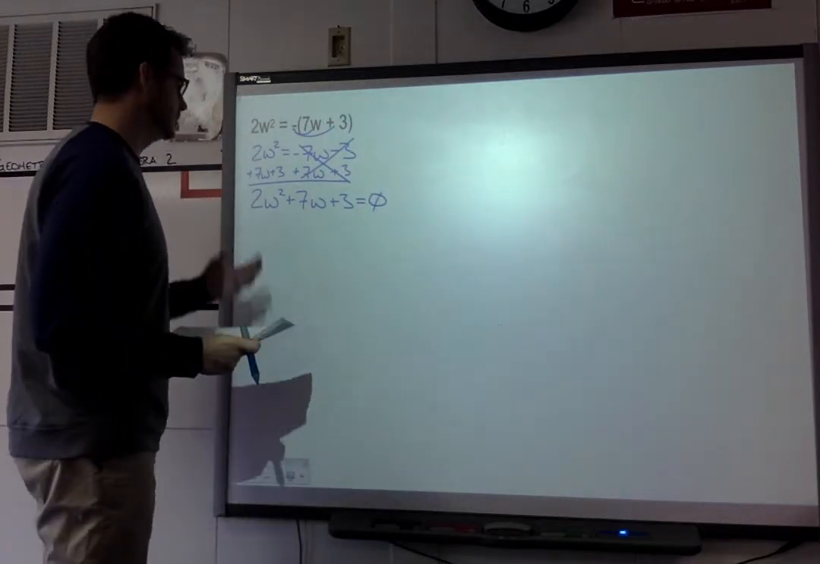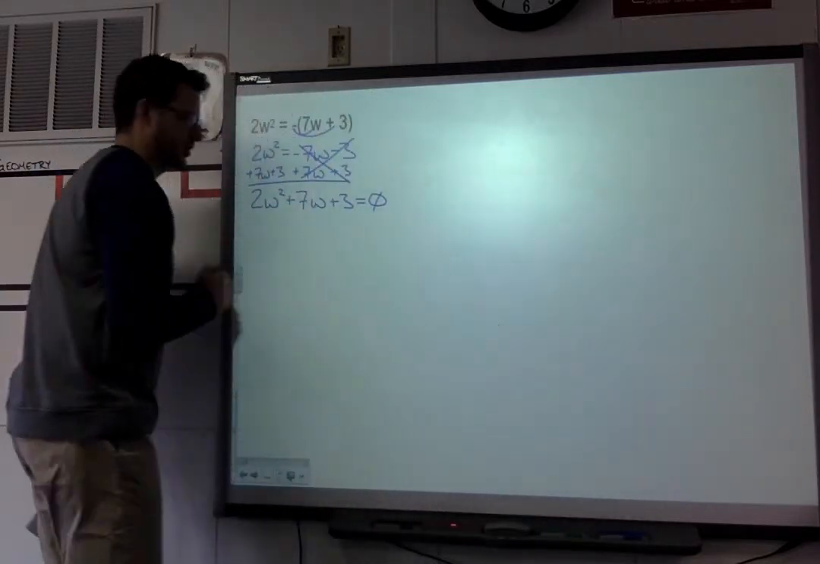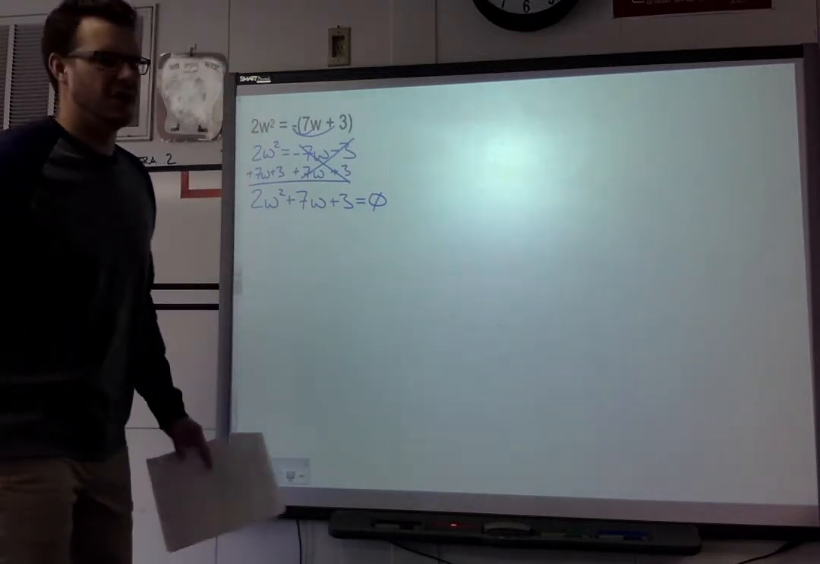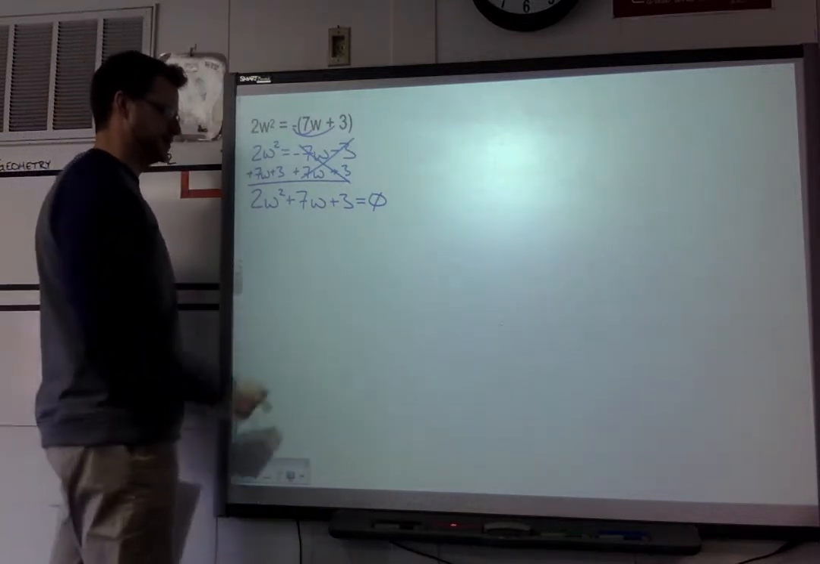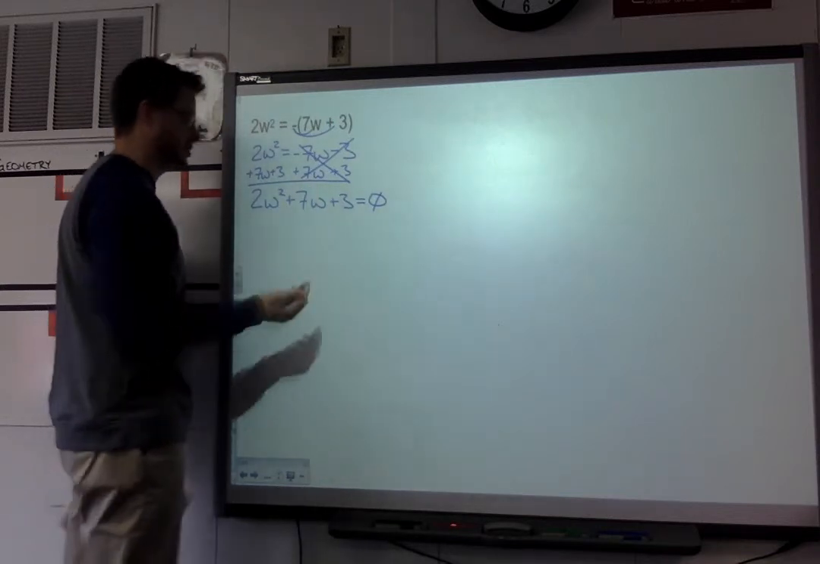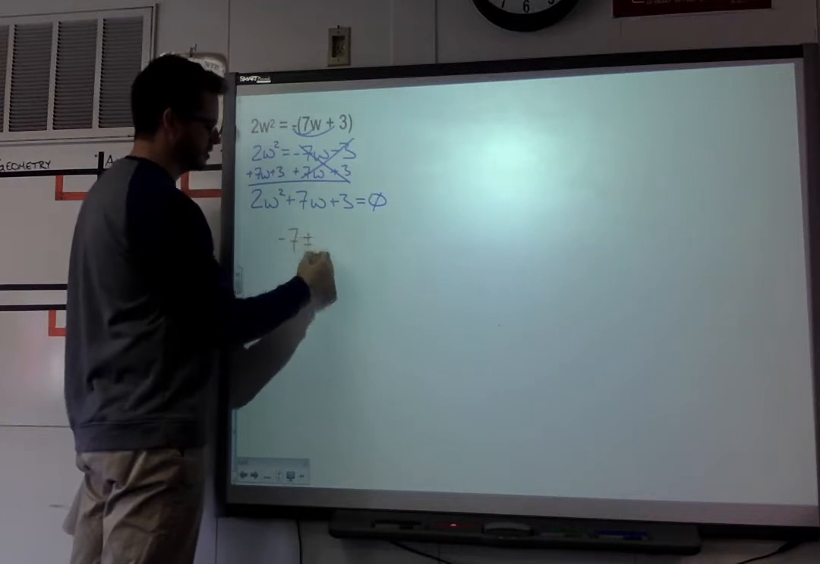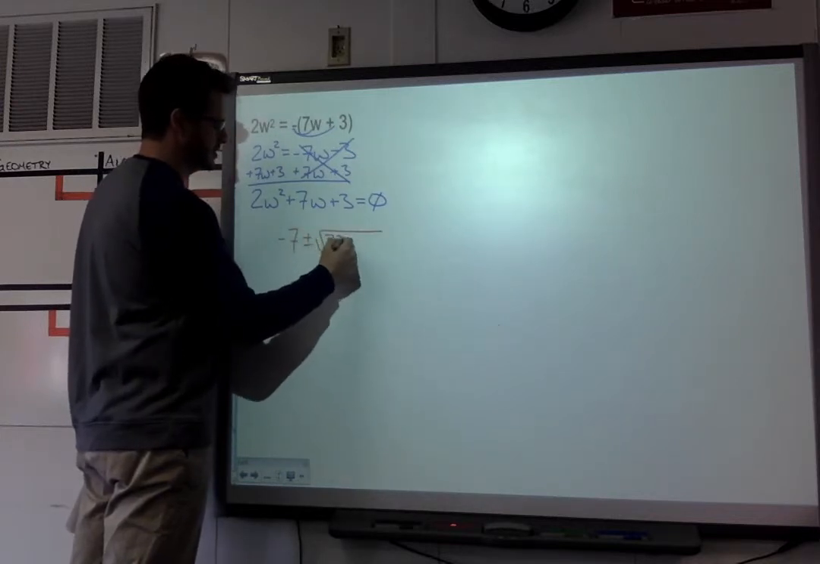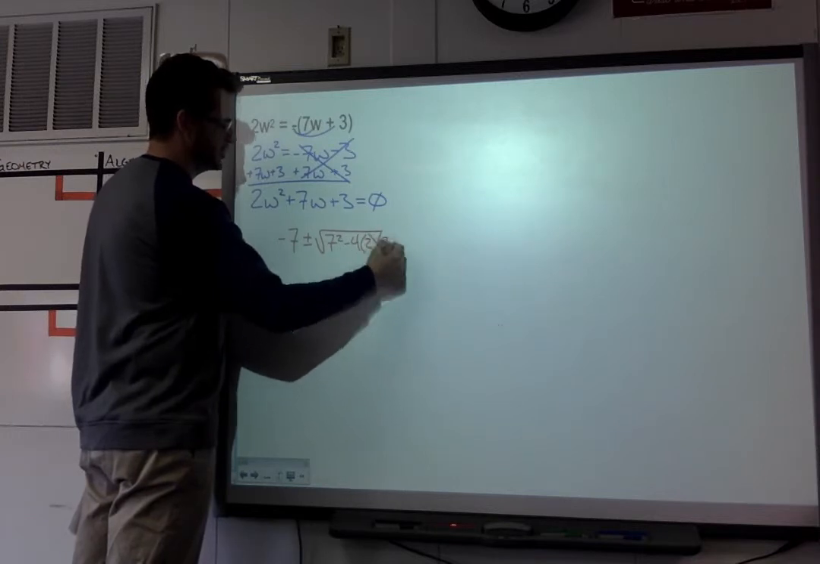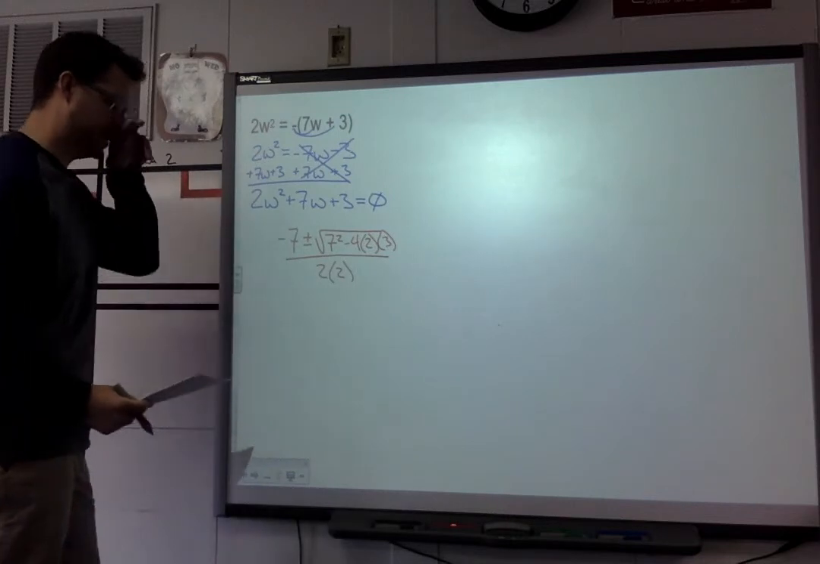So now I can go ahead and solve this. This one, I'm not going to start with trying to factor it. I'm just going to jump right into the quadratic formula. You don't always have to try and factor first. Even if it can be factored, you can still solve it using the quadratic formula. So negative 7 plus or minus 7 squared minus 4 times 2 times 3 all over 2 times 2.